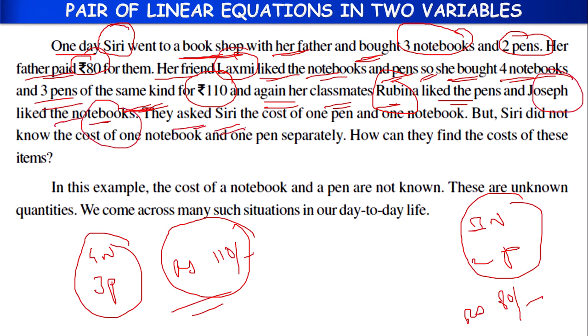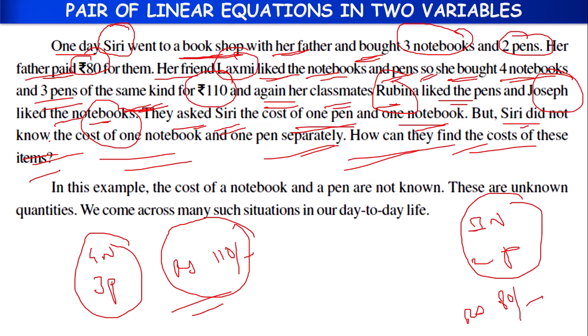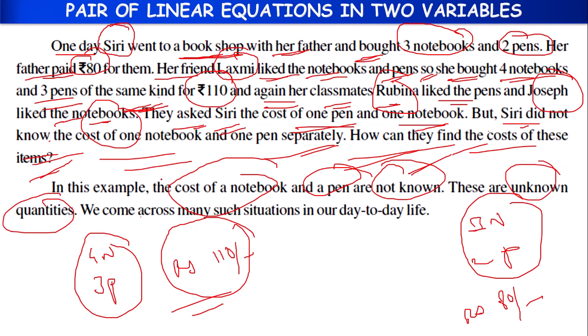They asked Siri the cost of 1 pen and 1 notebook, but she didn't know because her father gave the money. She didn't know the cost of 1 notebook and 1 pen separately. So now the question is, how can they find the cost of 1 pen and 1 notebook? Here, the cost of notebook and the cost of pen are unknown terms. These are unknown quantities.